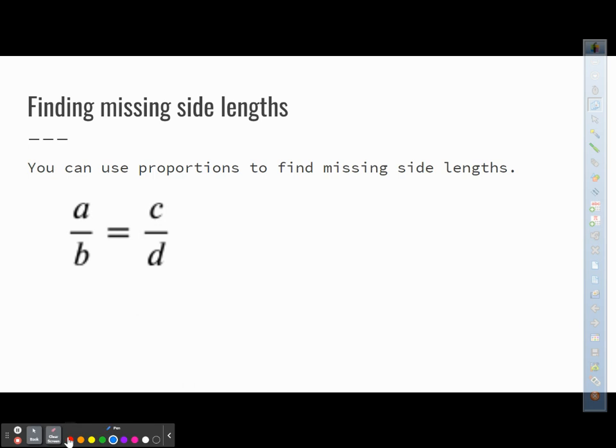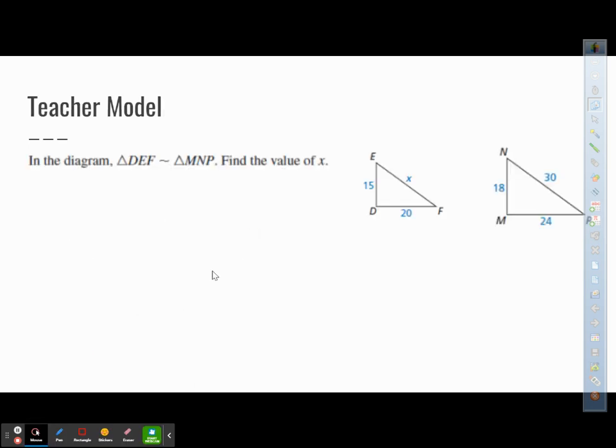It says, finding missing side lengths. You can use proportions to find the missing side lengths. If you look back at the front page, at the very beginning, when I listed out all the ratios of the sides, I said this ratio would equal this ratio would equal this ratio. Well, you can use that to set up a proportion to find your missing side. So let me show you an example.